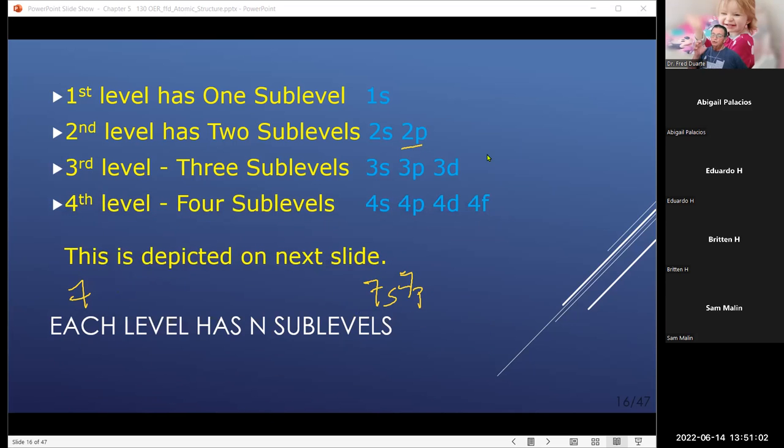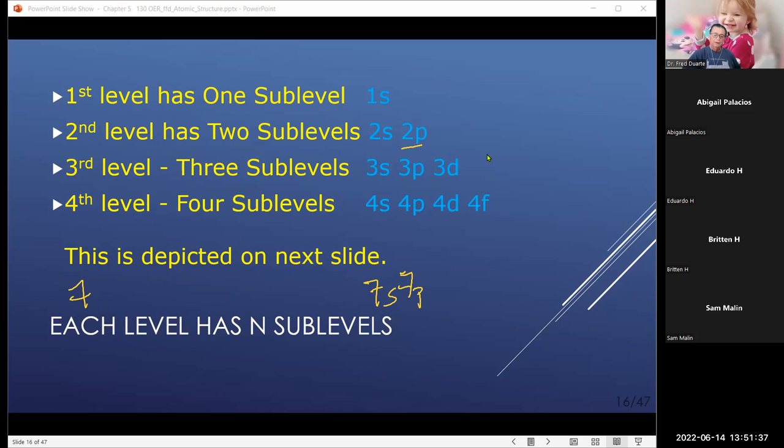When we go to the 4th energy level, we introduce the 4th type of orbit, and that is called the F, as in Fred. But it doesn't come into play until we reach the 4th energy level. The same is true for the D. It doesn't come into the story until we reach the 3rd energy level, and it doesn't really play a factor until we reach a specific element.